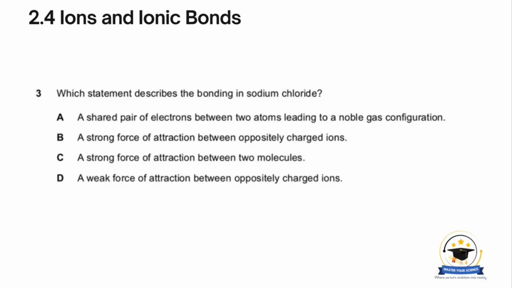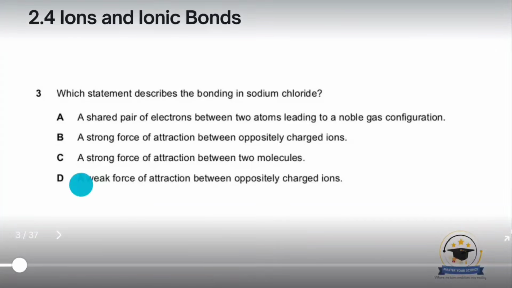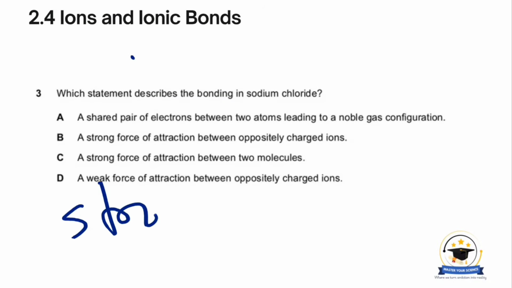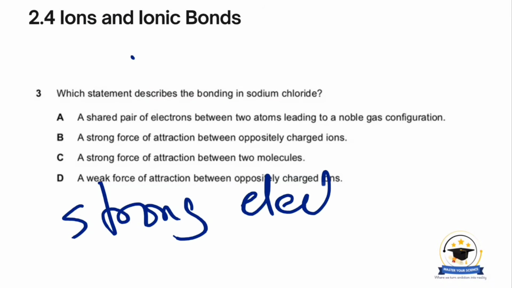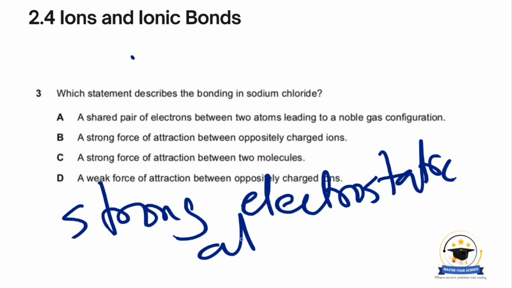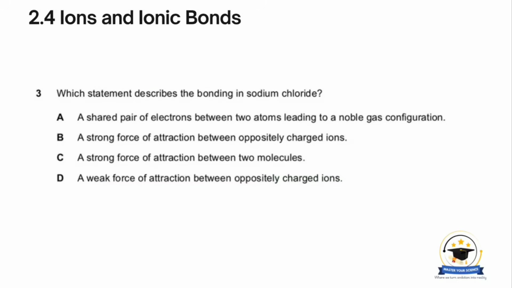this attraction will be a strong electrostatic attraction. So if you've got two oppositely charged ions, there will be a strong electrostatic attraction between them.